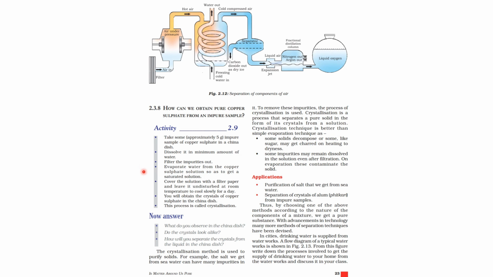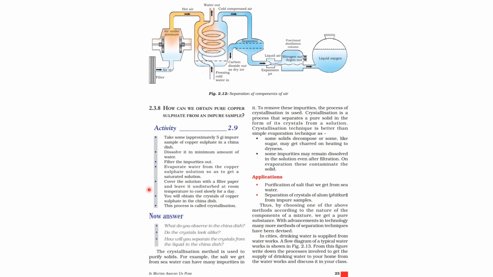Heat the copper sulfate solution gently on a water bath until it becomes saturated and reaches its crystallization point. The crystallization point can be checked by taking some solution on a glass rod and waving it in the air. When a solid film of small crystals is formed on the glass rod, further heating is stopped. This indicates that the solution has been concentrated to the crystallization point.